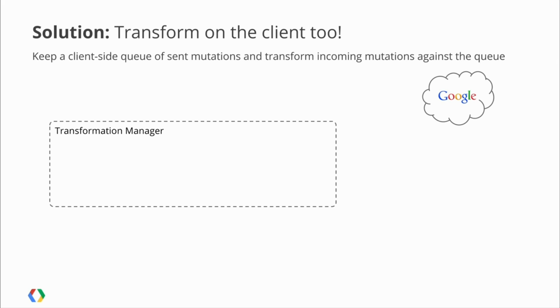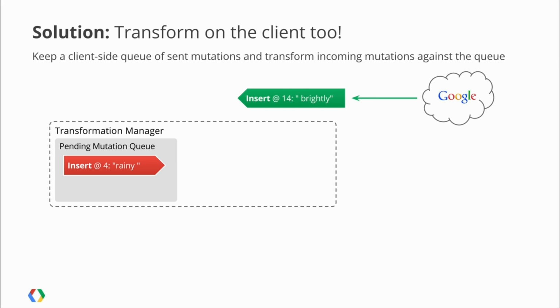So how do we solve this? Well, the solution is to put the exact same transformation logic we use on the server on the client. So we have this thing called the transformation manager that runs in every single client. In JavaScript, it runs on the server in Java. And we have this mutation queue that we keep, which is basically the list of all mutations that a user has issued but haven't yet been acknowledged by the server. In this case, Alice's insert of the word rainy goes on this queue as soon as it's sent.